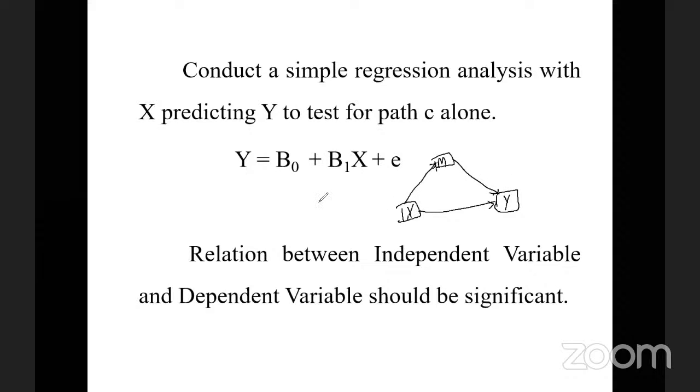The first step is the relation. It is a simple regression analysis between y and x. It means y = b0 + b1x, where b0 is the intercept, b1 is the regression coefficient, and x is the independent variable. The relationship between the two variables should be significant, meaning the p value should be less than 0.05. This is the first condition, the first step.